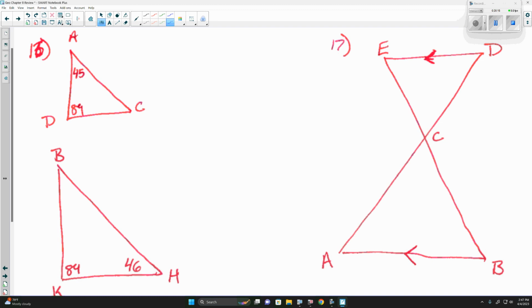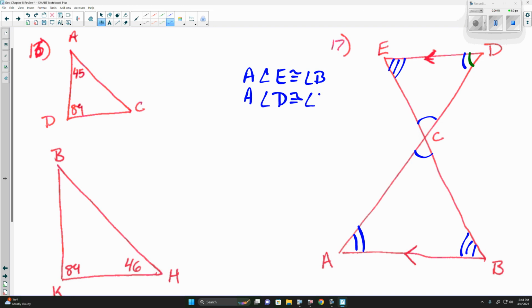Now for this one here, these two angles are going to be congruent because they're vertical angles. Since we do have a pair of parallel sides, angle A and angle D would be congruent because of alternate interior angles, because of parallel lines. So we could say that angle E is congruent to angle B, and angle D is congruent to angle A.